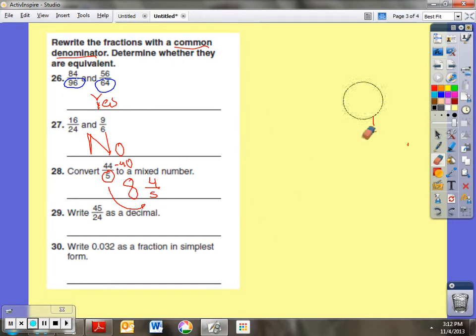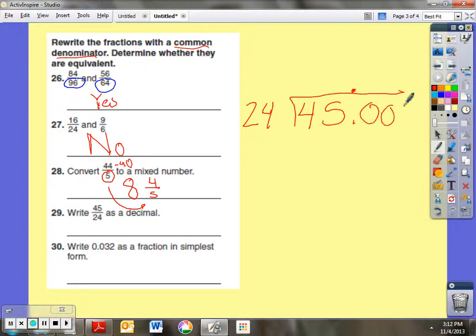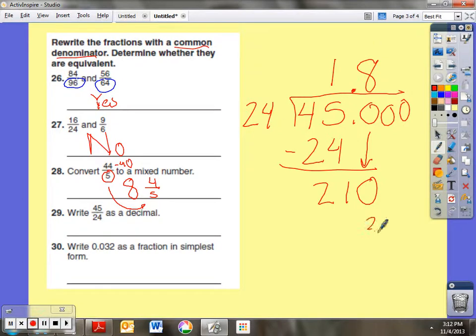This next one says, write 45/24 as a decimal. Right, 45/24 as a decimal. Doesn't that say what is 45 divided by 24? Sure does. Throw a decimal up in your quotient. Add some zeros if you'd like. 25 goes into 45 once. That's 25. I subtract. That's a 1. That's a 2. My remainder is smaller than my divisor. I'm okay so far. Bring down a 0. I'm going to guess that's about 8 times. 8 times 4 is 32.